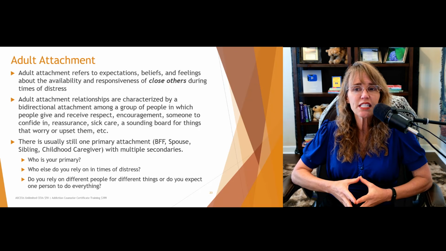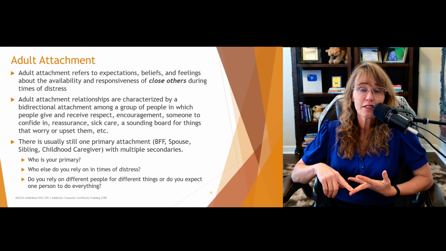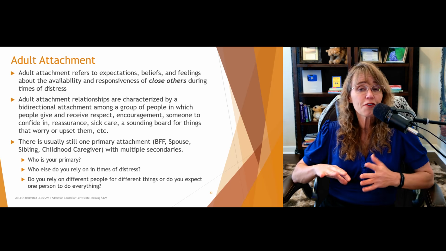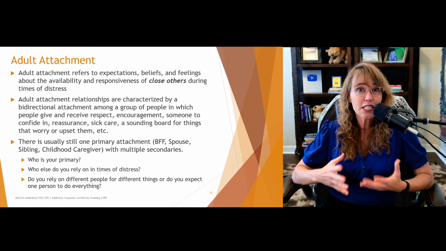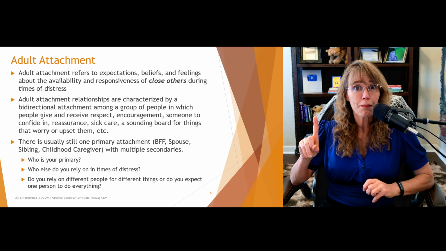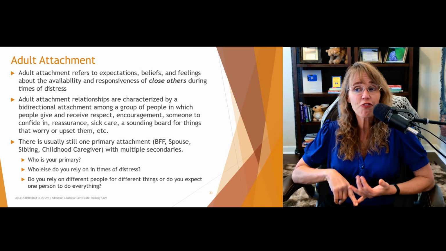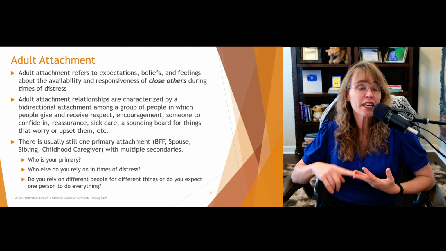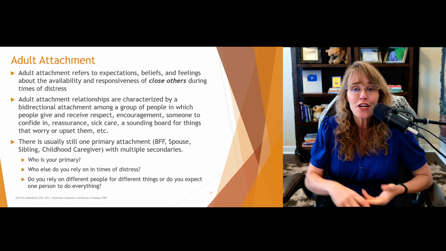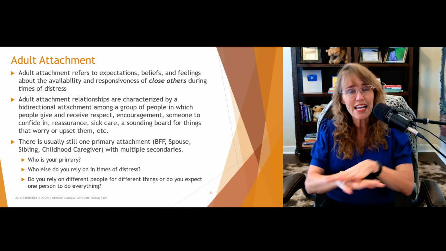people give and receive respect, encouragement, someone to confide in, reassurance, sick care, a sounding board for things that worry or upset them, etc. There's usually still one primary attachment person, one person that you turn to a lot of the time. It can be your best friend, your spouse, your sibling, or your childhood caregiver if they're still alive. You may turn to them. But there are multiple secondaries.